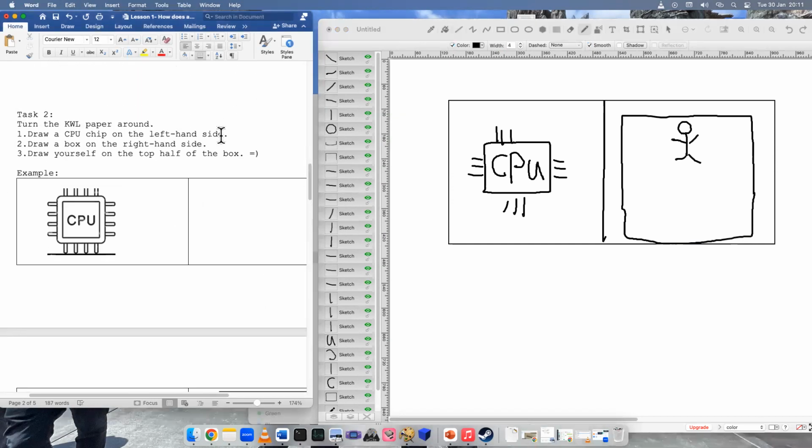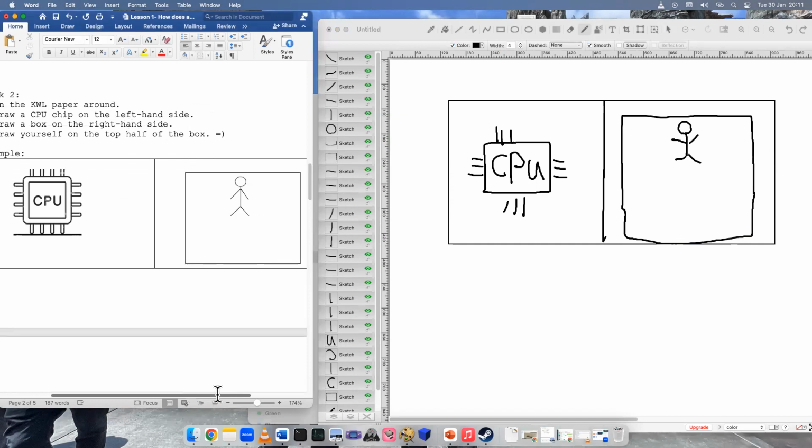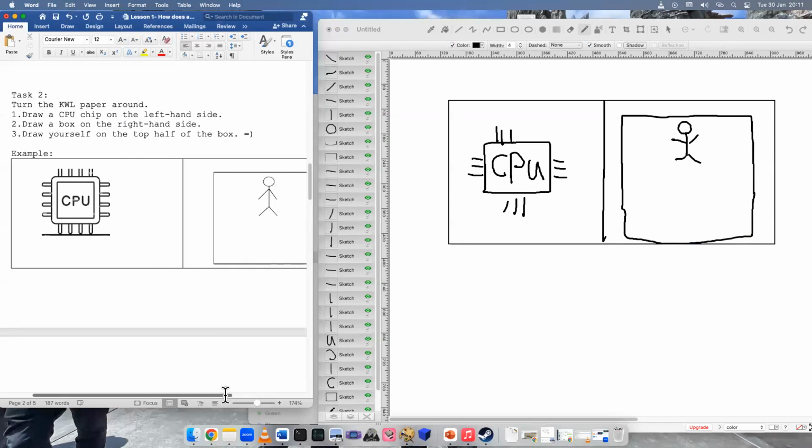Oops. This should be like that. Okay, that's why I didn't see it. So I'm at the top of the box here. Great, it looks better. Okay, let's go to task 3.